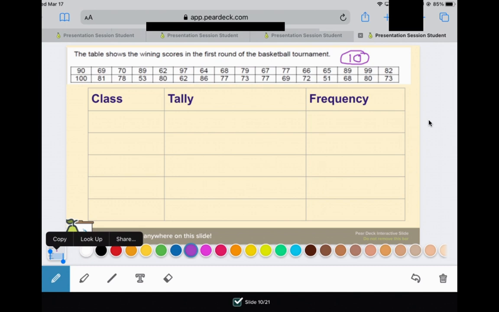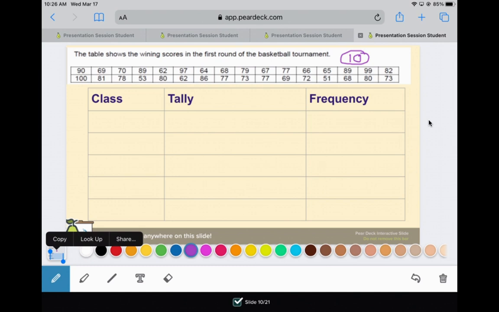All right, sorry. Right now we're going to go back and construct this one. We're going to start with the lowest value, which we already said earlier is 51. To get to the next one, I add my class width, 10. That should give me 61.